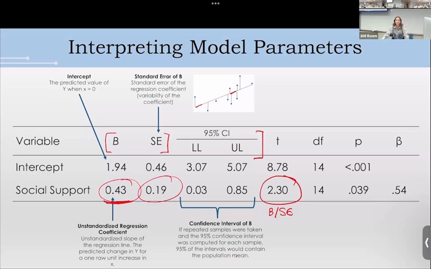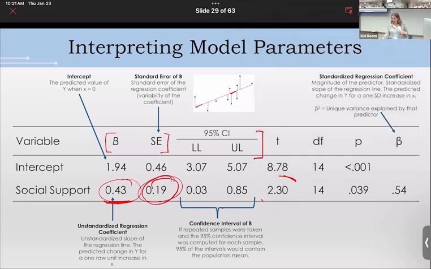It gets wider. So that confidence interval is calculated using that standard error. The more variable that standard error is, the more variable that coefficient is, the wider our confidence interval is going to get. Then we have our standardized regression coefficient.